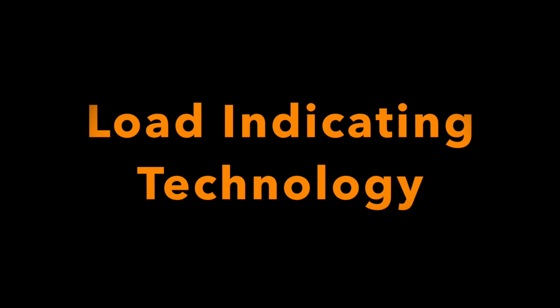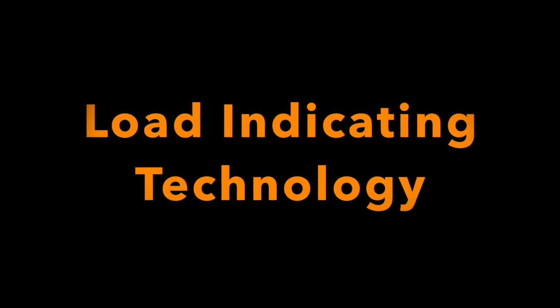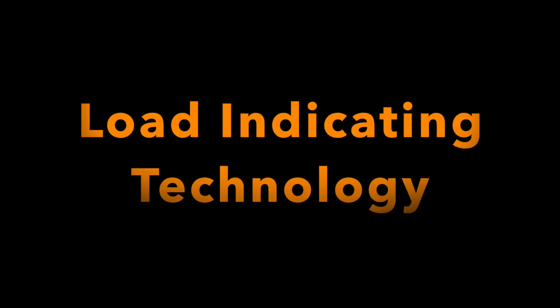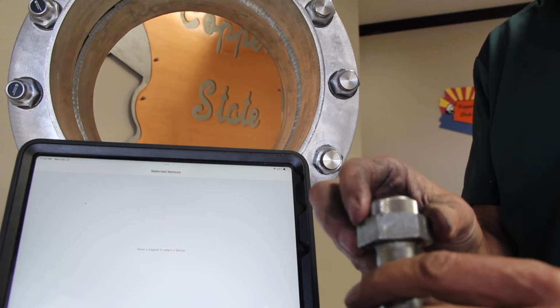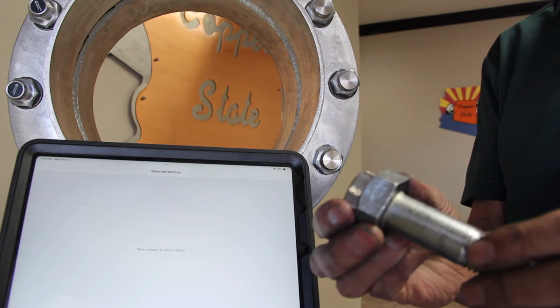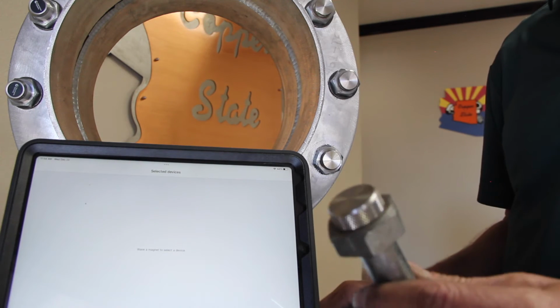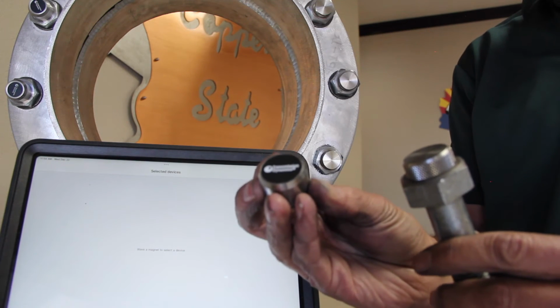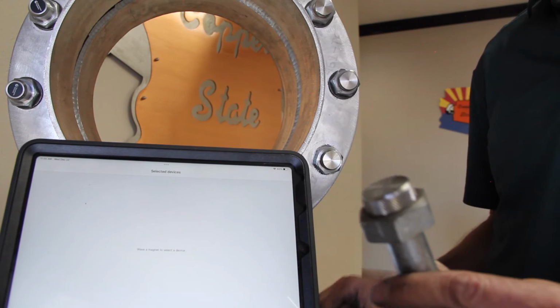In cases where continuous monitoring is not required or desired, it is possible to use a load indicating fastener. All right, I'm going to demonstrate now our load indicating fastener, and the only difference between a load indicating bolt and a load monitoring bolt is that this one has a dust cap versus our constantly transmitting monitoring cap.